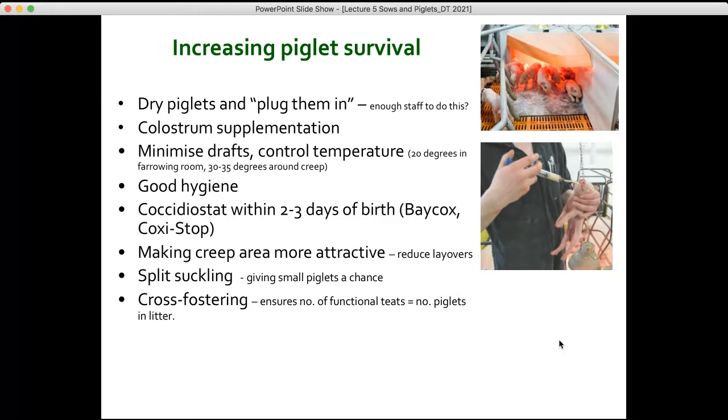You can either dry them with a towel, or in the picture on the top right here, you can see they've used a powder.